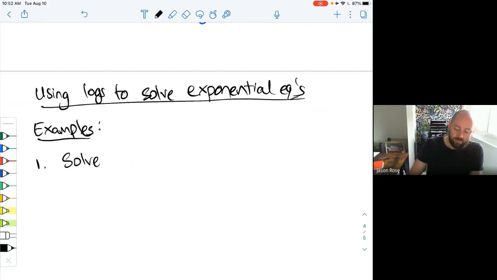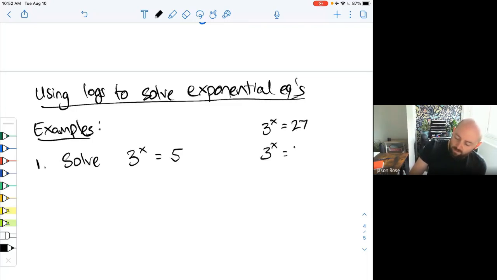So let's say examples. Let's say we have to solve 3 to the power of x equals 5. We did exponential equations last week, and it looked kind of like this. We might say 3 to the power of x, let's say it was equal to 27. And we would have to say, oh, well, 27 is 3 cubed, and then we have this rule that says x equals 3, right? That was the main way that we had to solve exponential equations.